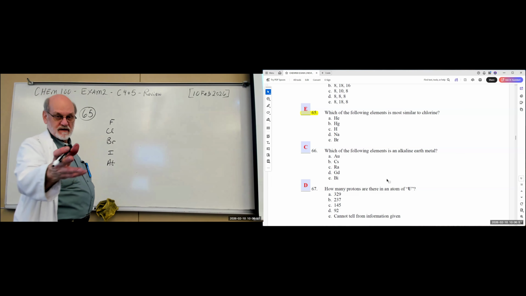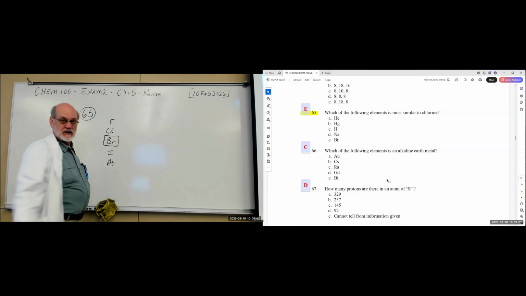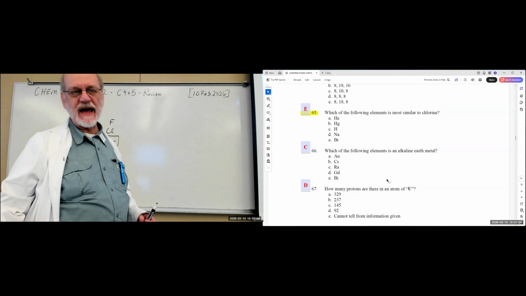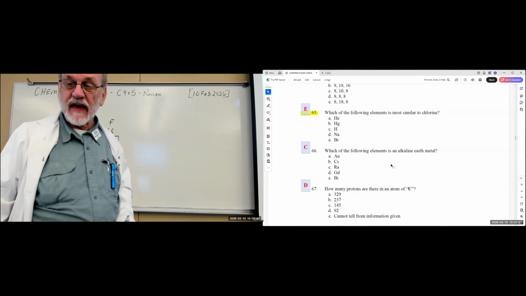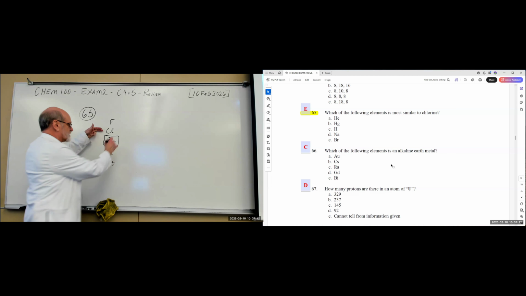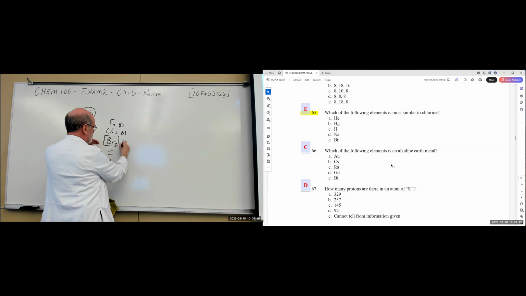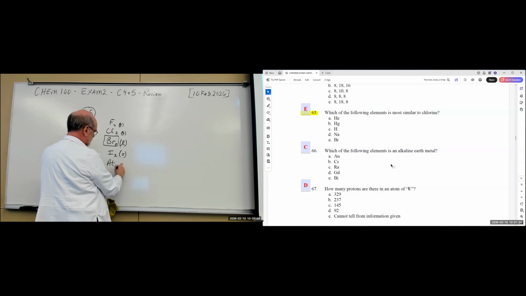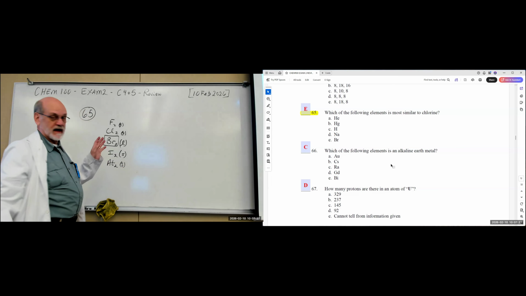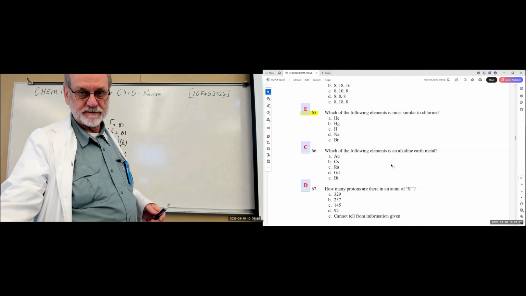So which one of these is the best candidate? Bromine. Bromine is a halogen. Now they have different physical properties, right? At room temperature, chlorine is a gas, right? Like that. This is a gas. Bromine is a liquid, and iodine is a solid. So is astatine. All right, so they have different physical properties, but their chemical behavior is very similar.